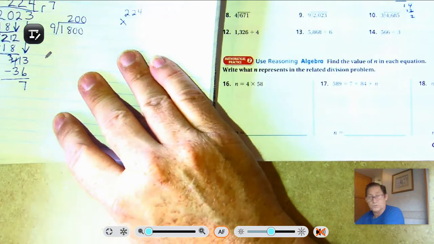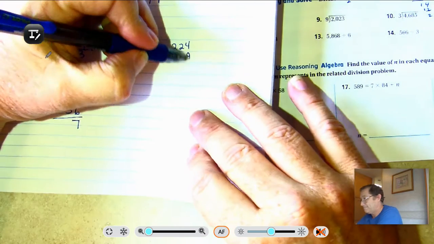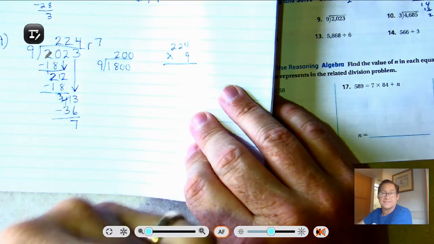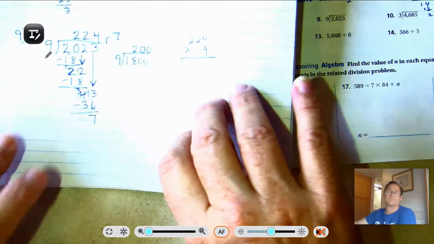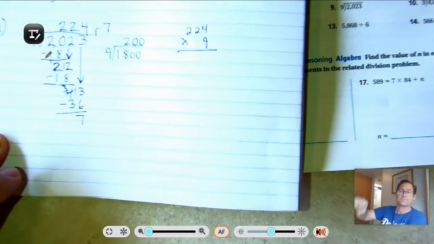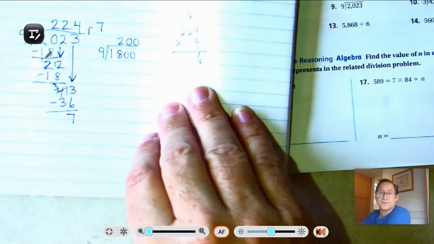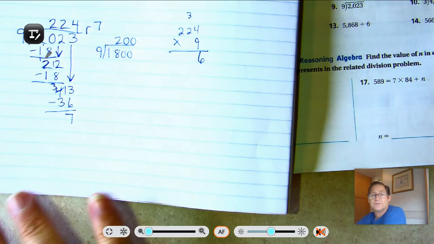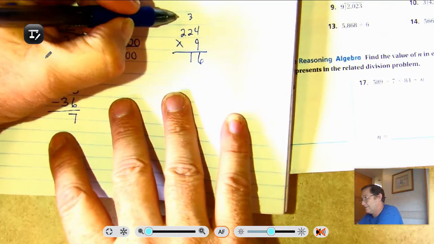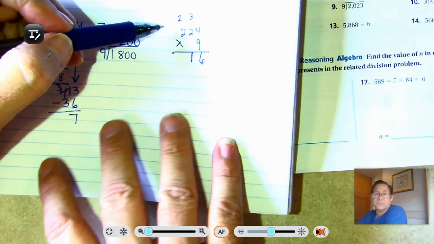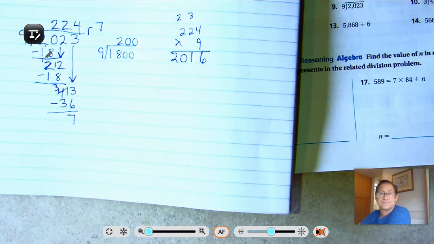224, which is the quotient, times 9, plus the 7 should give me 2023. All right, 9 times 4 ones, 36 ones. Regroup that as 3 tens and 6 ones. 9 times 2 tens is 18 tens, plus 3 more is 21 tens. 9 times 200 is 1800, plus 2 more is 2016.